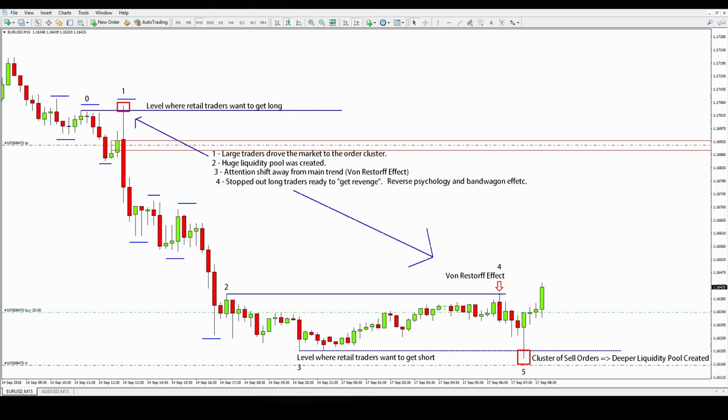Large traders purposefully drive the market down to the level 3, where there is a huge cluster of sell orders. Once the market gets there, a deep liquidity pool is created by the triggering of these short orders, and the large traders, who are now looking to go long, enter the market with an enormous amount of long positions without distorting the market too much. Remember that market makers need these deep liquidity pools to enter their positions without being noticed too much. The lower tail of candlestick number 5 represents the market makers entering the market to the upside. At this point, those poor retail traders who sold the market at level 3 are already stopped out, and they are all ready to take revenge and go long.